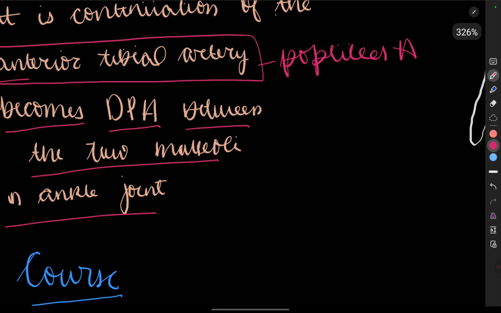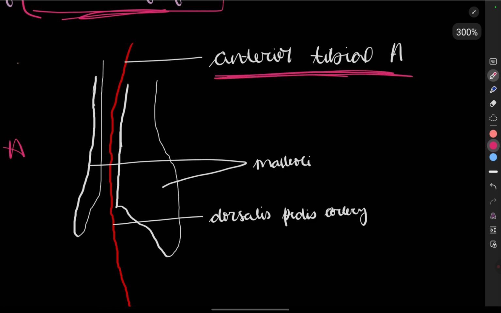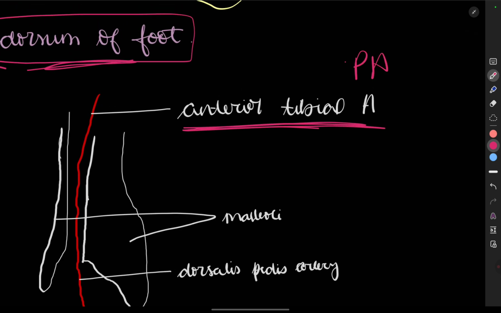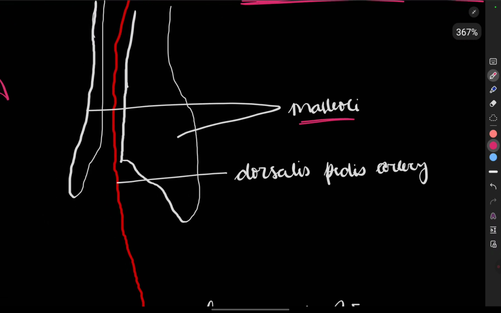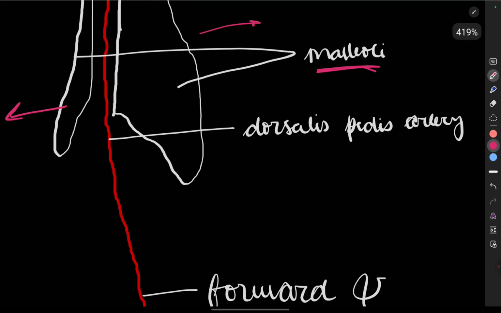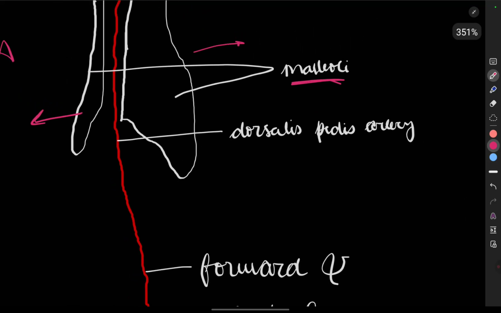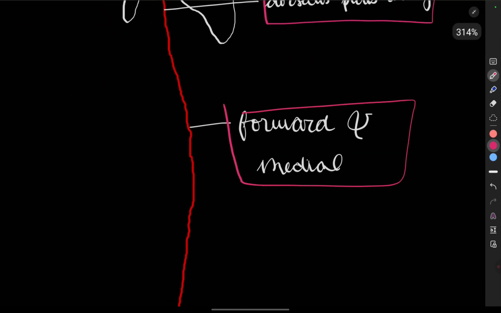It becomes the DPA, the dorsalis pedis artery, between the two malleoli in the ankle joint. So we have the two malleoli, right? We have already done it here. So see, this is the anterior tibial artery, continuation of which artery? The popliteal artery. Between the two malleoli, the lateral malleolus formed by the fibula and the medial malleolus formed by the tibia, it passes between the two and becomes the dorsalis pedis artery, and it descends forward. This is the course of the artery.